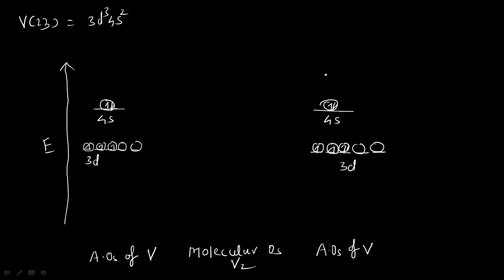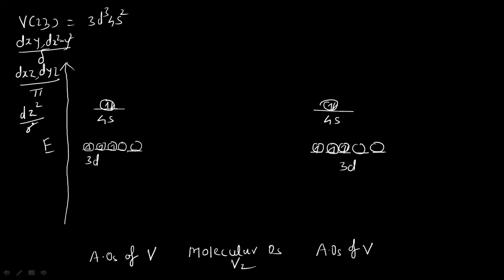Now we know that out of the 5 d orbitals, dxy and dx square minus y square are involved in the delta bonding. Then dxz and dyz are involved in the pi bonding, and dz square is involved in the sigma bonding. So let us draw here a diagram by considering this.